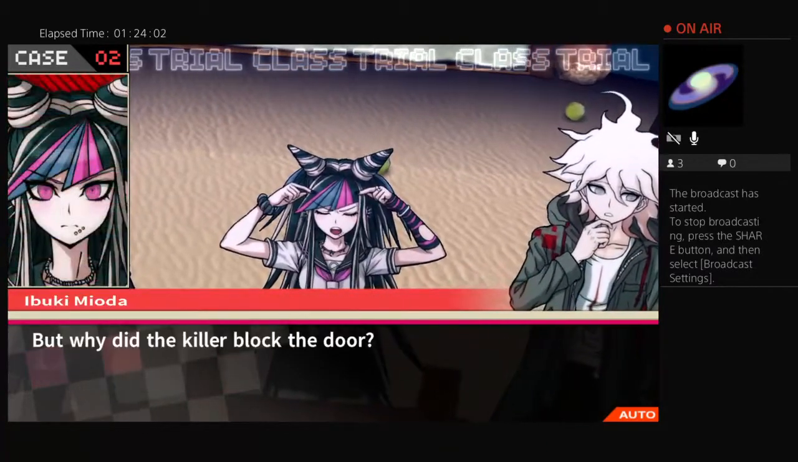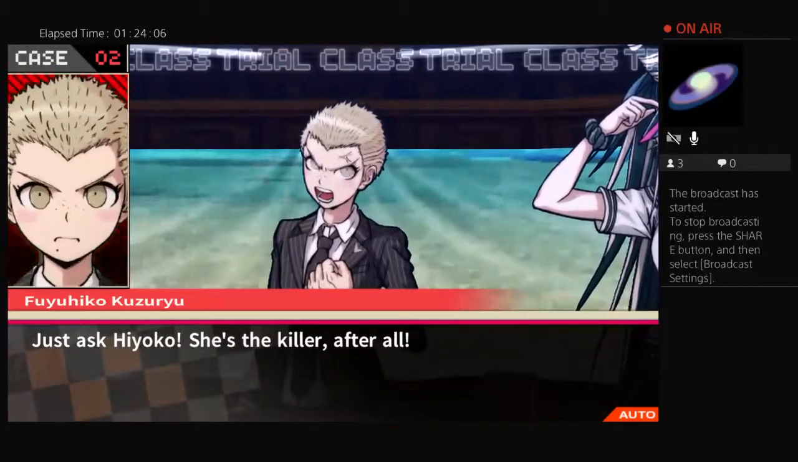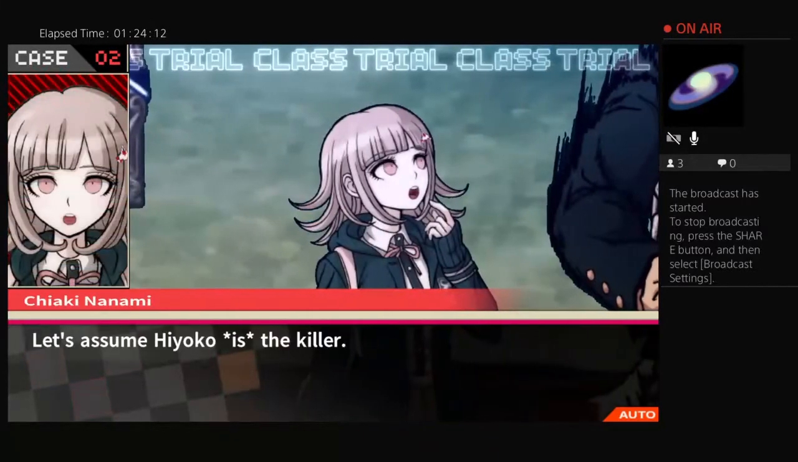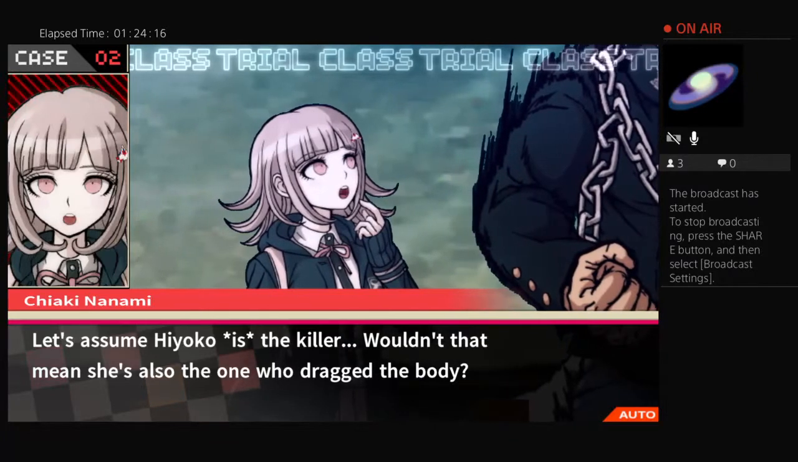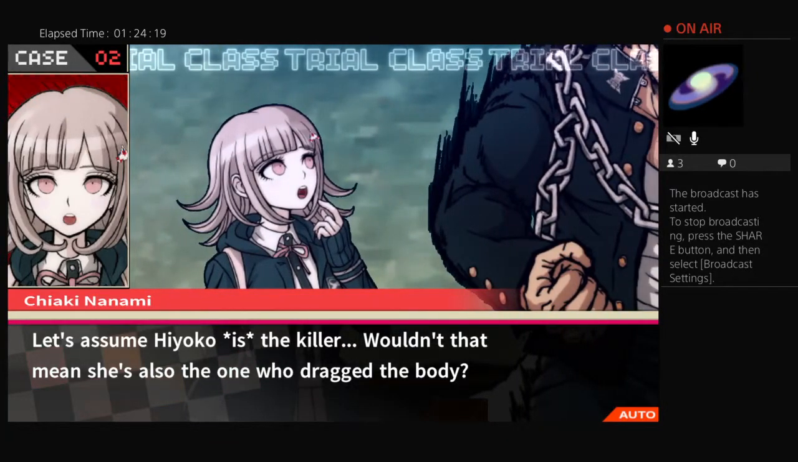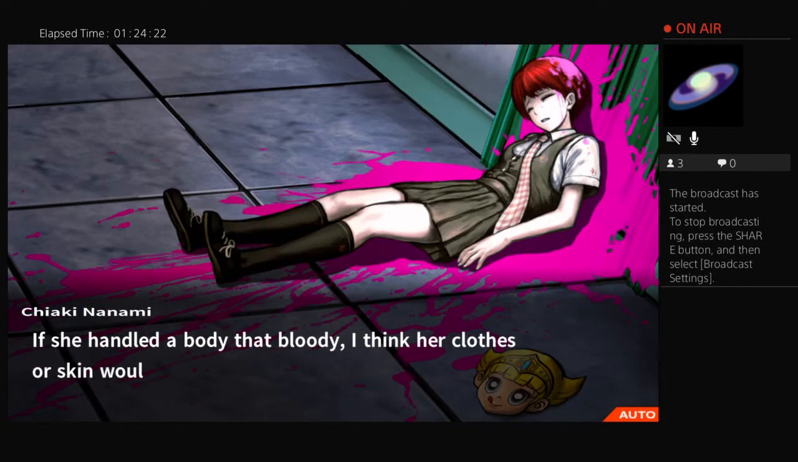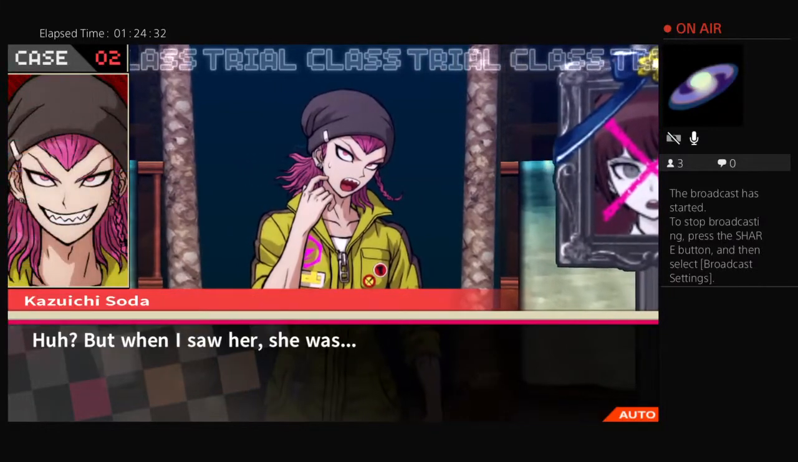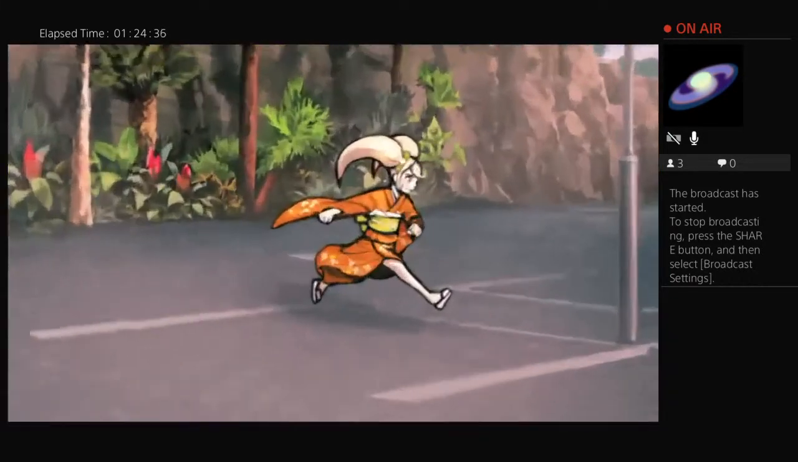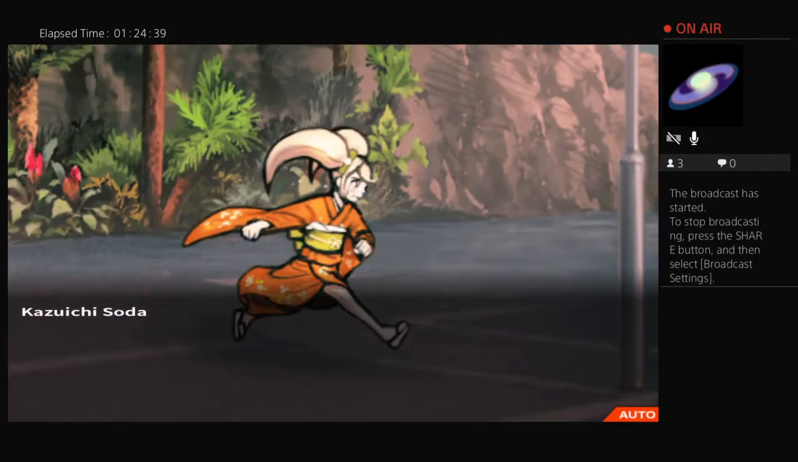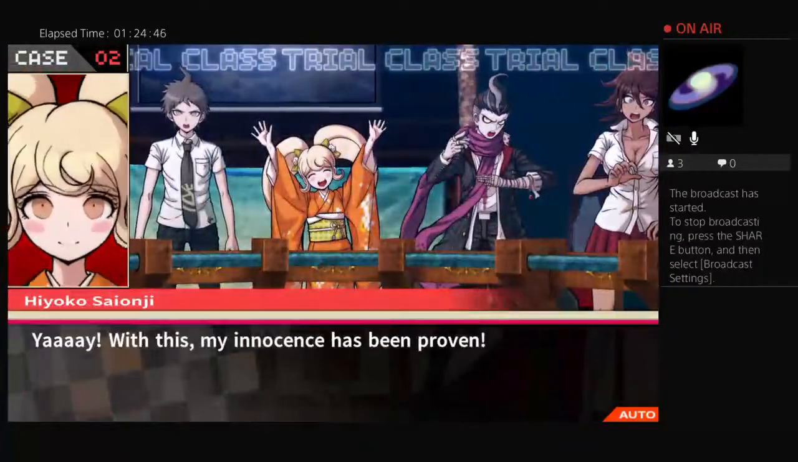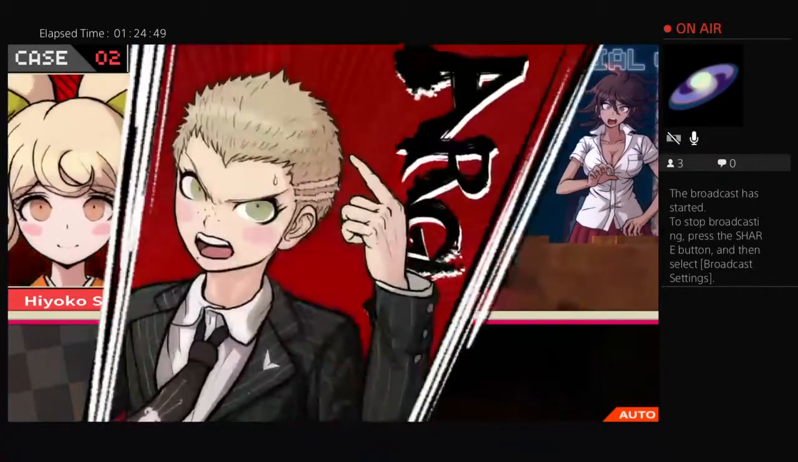But why did the killer block the door? Just ask Hiyoko. She's the killer after all. Seriously! That's not true! Let's assume Hiyoko is the killer. Wouldn't that mean she's also the one who dragged the body? If she handled a body that bloody, I think her clothes or skin would have been stained with blood. Huh? But when I saw her, she was clean. See? I told you I wasn't the killer! Yay! With this, my innocence has been proven! I won't let you look down on me!